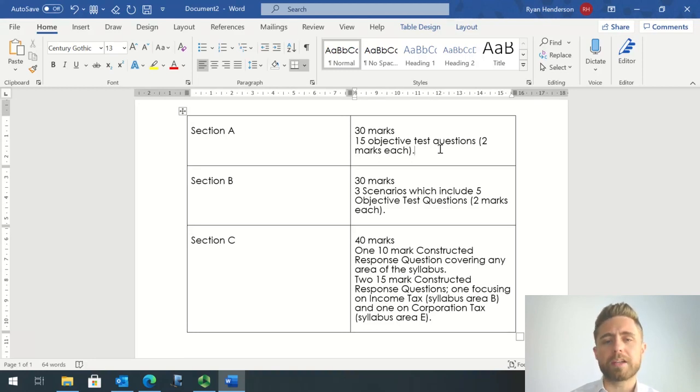What you must make sure you do is read every single word. So you need to make sure you understand the requirement, and you need to make sure you haven't missed anything out from the actual question itself.